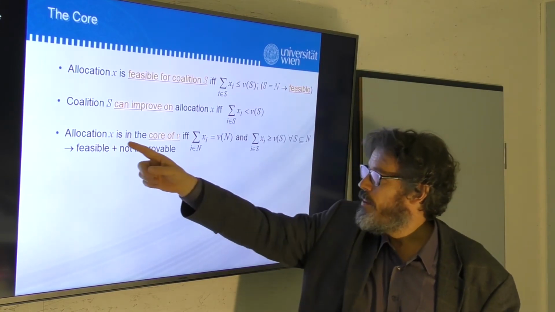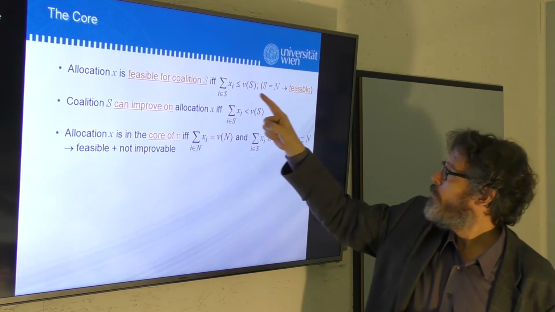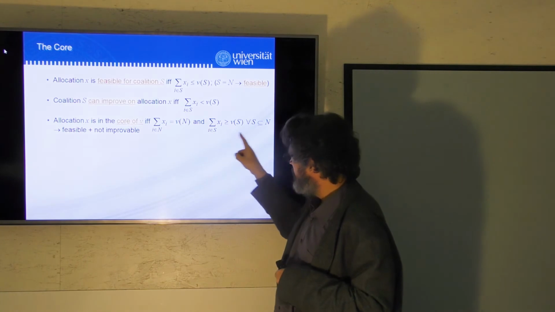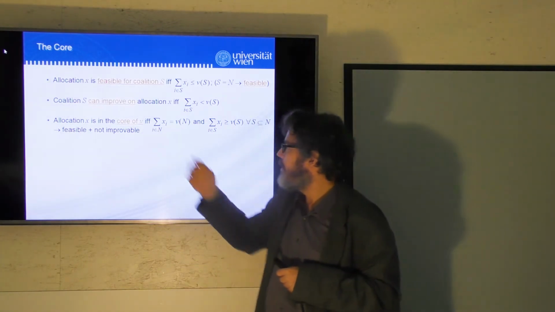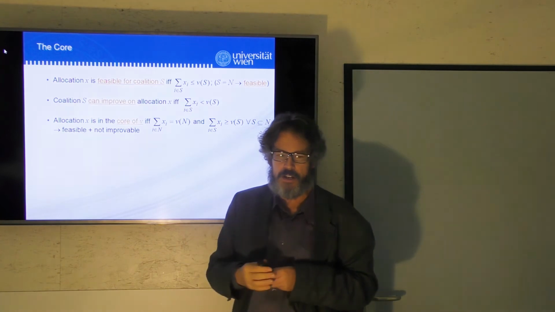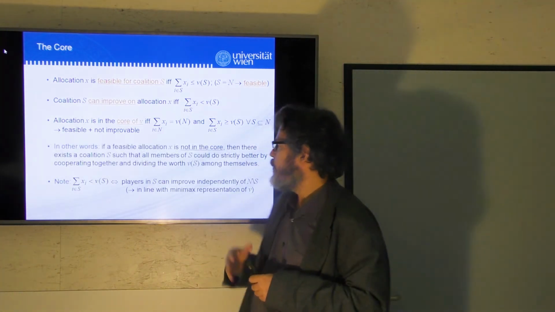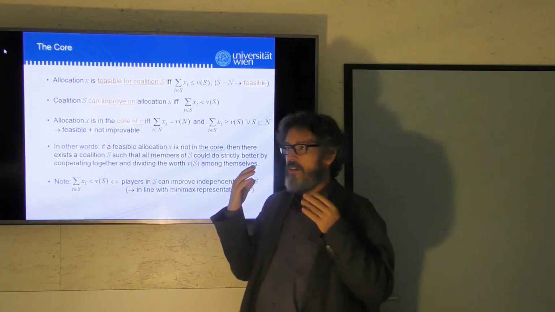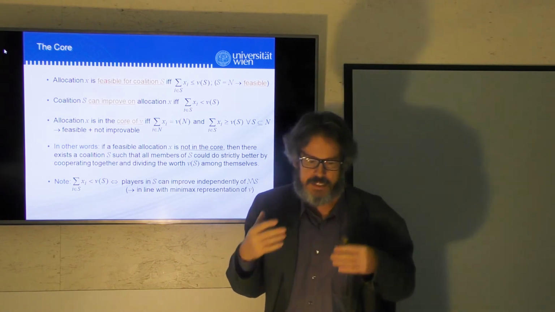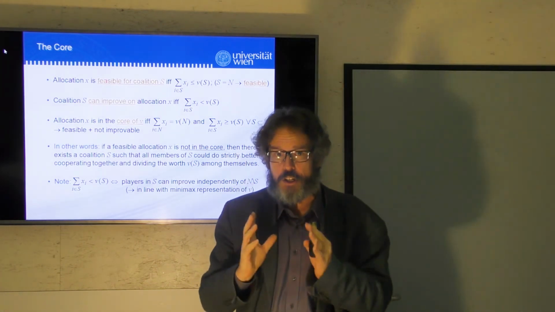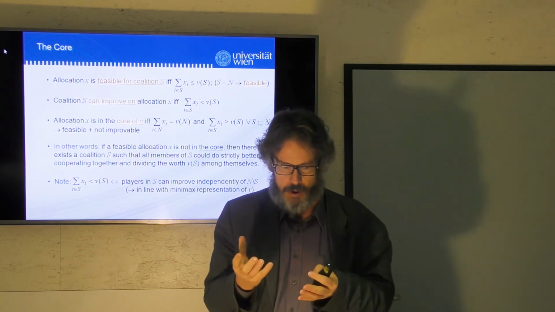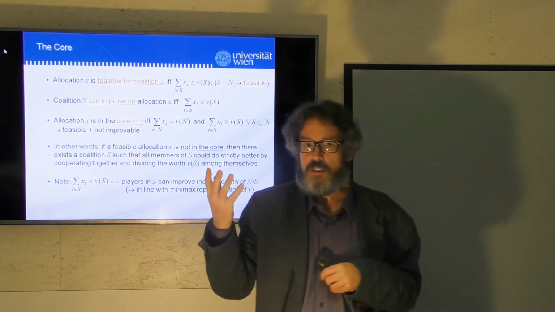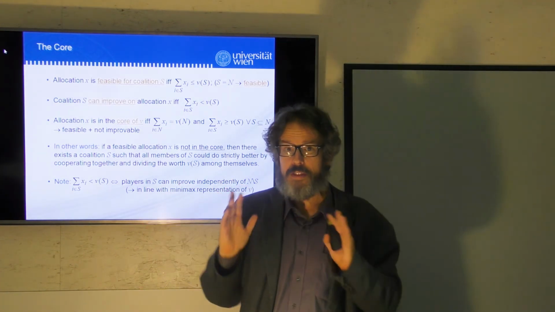So in this sense, such an allocation is feasible and not improvable. And then we call such an allocation part of the core of the characteristic function. So in other words, if a feasible allocation x is not in the core, then there exists a coalition such that all members of the coalition could do better if they negotiate and cooperate and divide the achieved value of the characteristic function of this coalition among themselves.